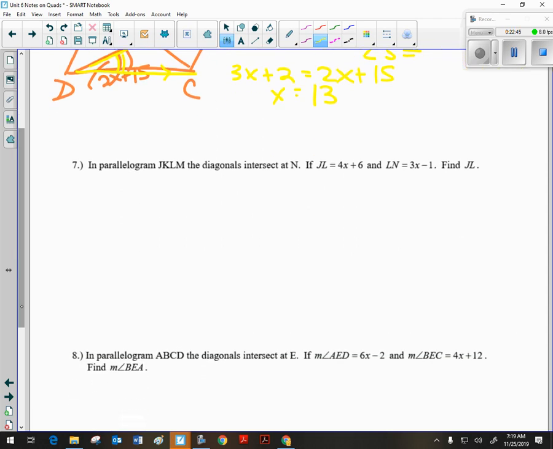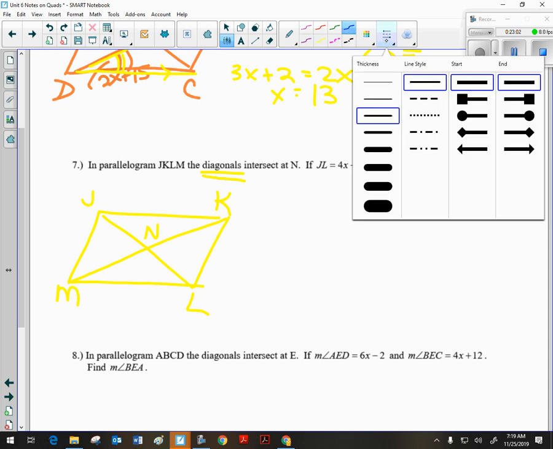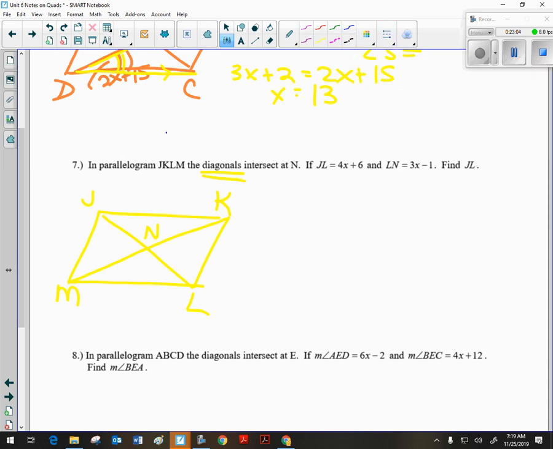Question number 7. Again, another parallelogram, JKLM. They're talking about both diagonals. I draw them in. Point of intersection is N. It tells me that the part that goes from J to L is 4x plus 6, and the part that goes from L to N is 3x minus 1.